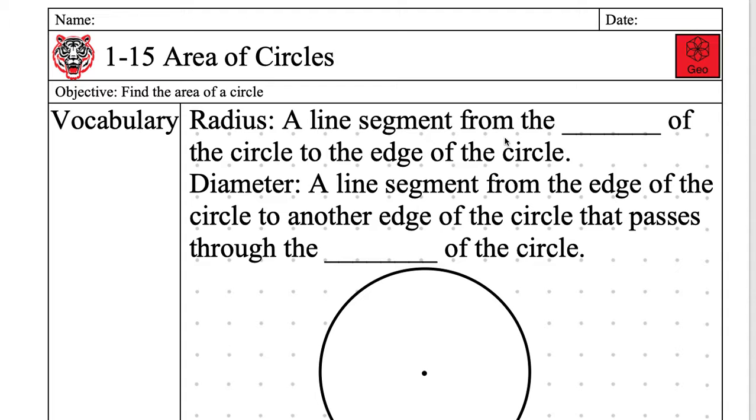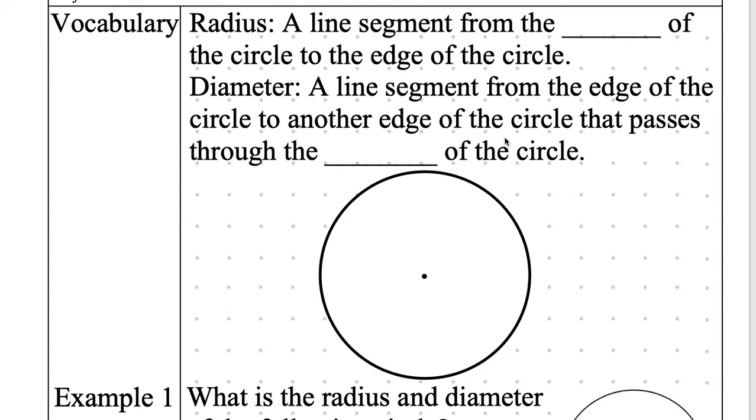So let's start with some vocab. I have our 2 terms here and words, and then we're going to label this circle down here. So radius. It's a line segment that goes from the what of the circle to the edge of the circle.